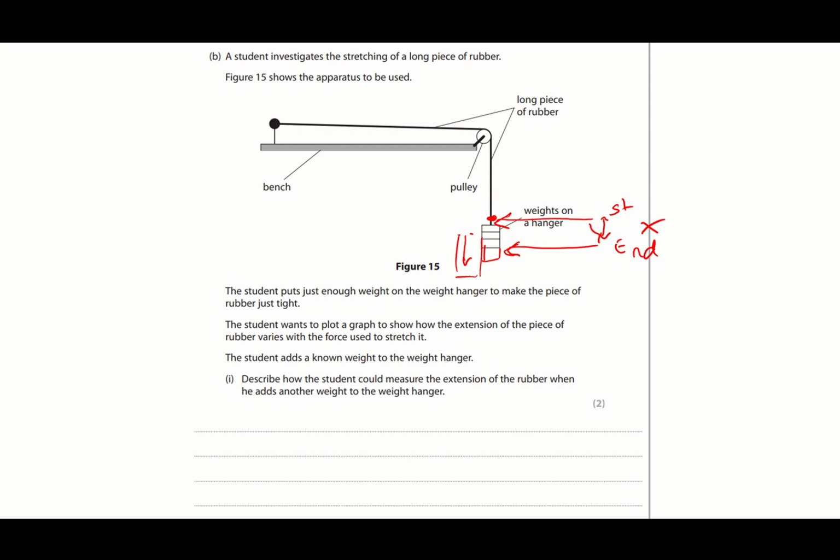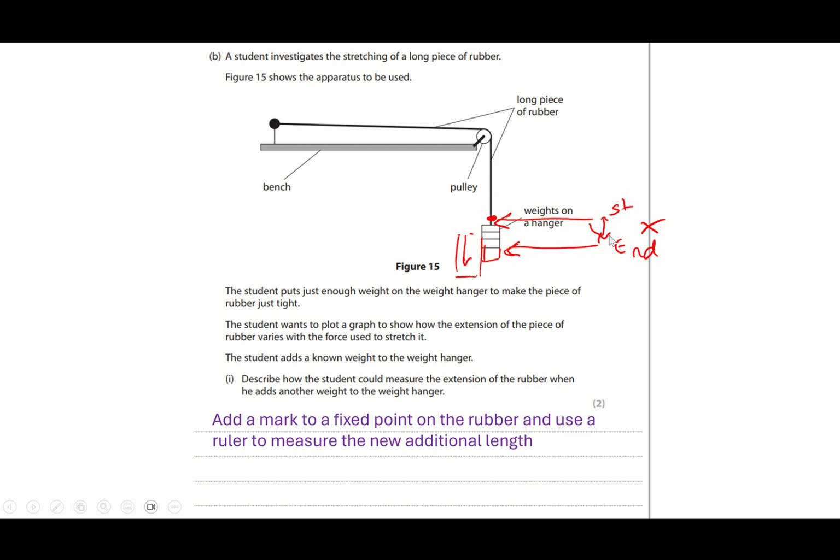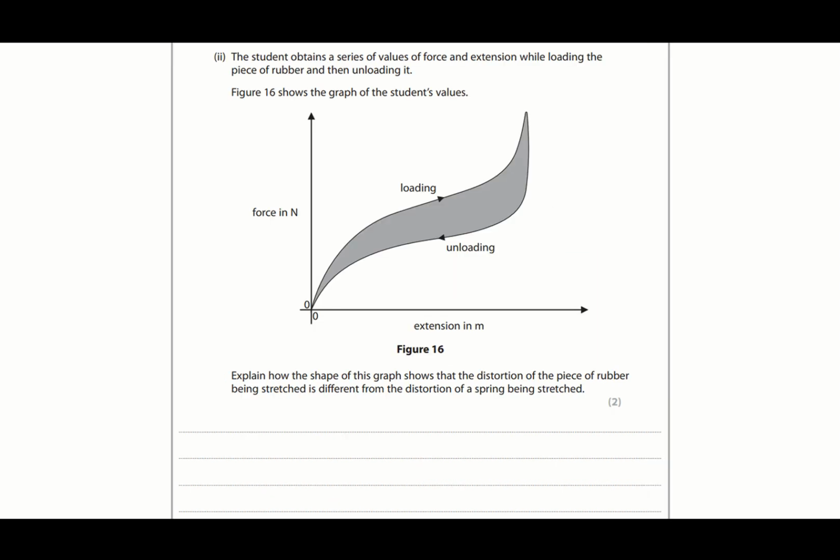It's just asking me how do I do it. So in terms of words, add a mark to a fixed point on the rubber and use a ruler. Because it says describe how to do it, I need a ruler to measure the new additional length, and my extension is the length at the end minus the length at the start. Done.